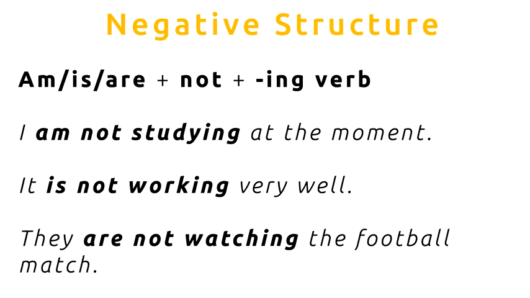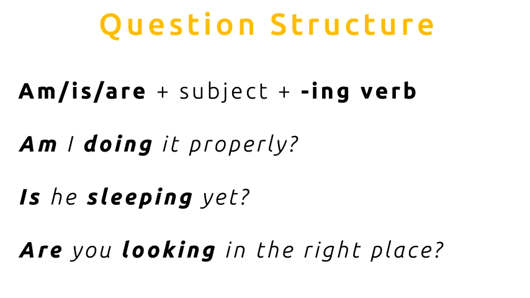And the question is am, is, are plus the subject, for example, he, she, you, or someone's name, plus the ing verb. Am I doing it properly? Is he sleeping yet? Are you looking in the right place? So there you have the three meanings and the structure for the present continuous tense.